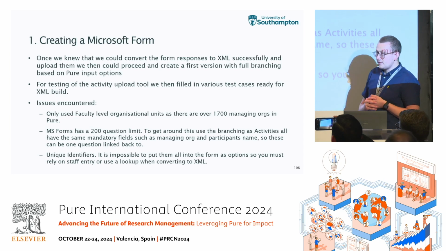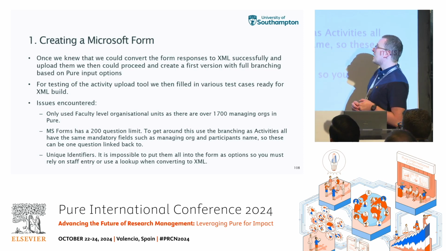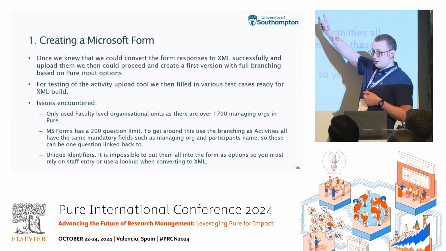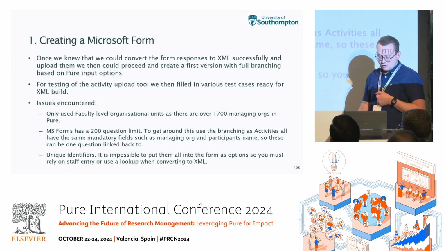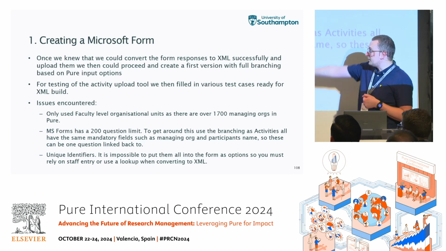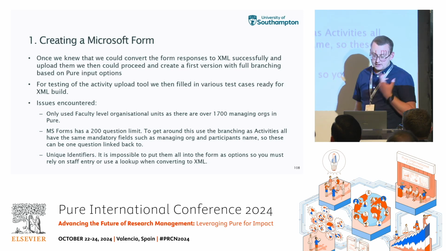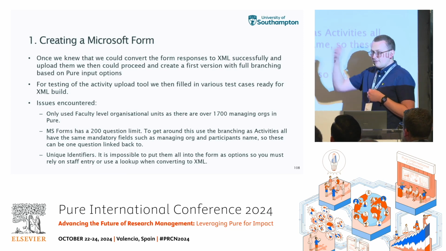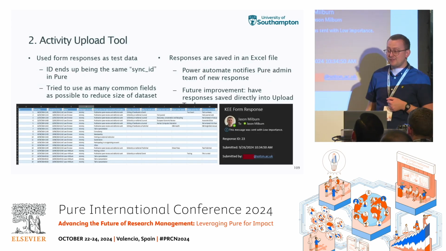Once we knew we could do that, Jason, who's very clever, put together an activity upload tool. But I'm just going to mention quickly some of the issues you might find if you choose to do this yourself. As many of you probably have, we've got tons of managing orgs in Pure. You can't put that amount in a form. That's ridiculous. So we just went with faculty level. We put five faculties as the managing org that they can select from, and maybe we implement a workflow so that can be changed at a later point in time. It has a 200 question limit, so we use the branching. Don't ask for staff ID for every question, just link back to it, then you've only done the question once. And unique identifiers: creating a lookup, so when you convert it to XML, you have the unique identifiers to go back to, is really key, which I'm sure Jason will touch on. So I'll pass you back over to Jason.